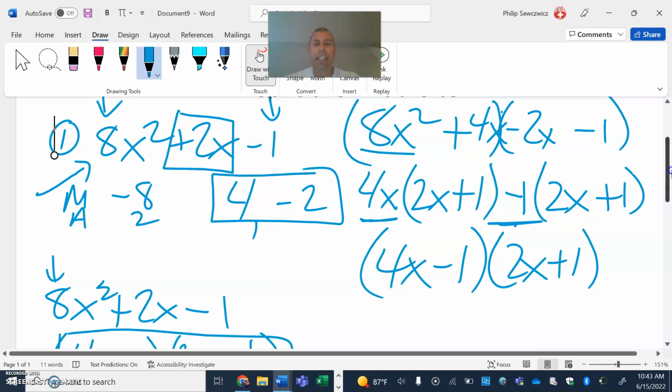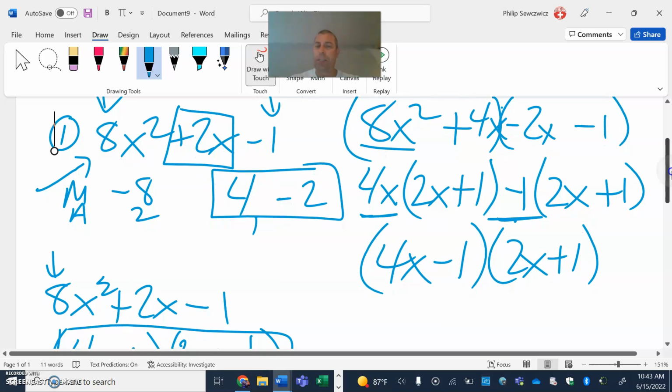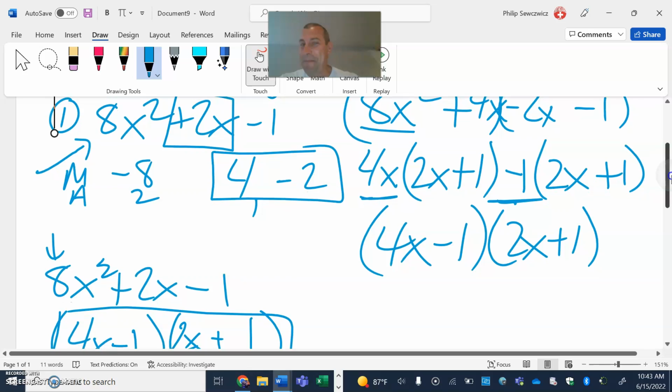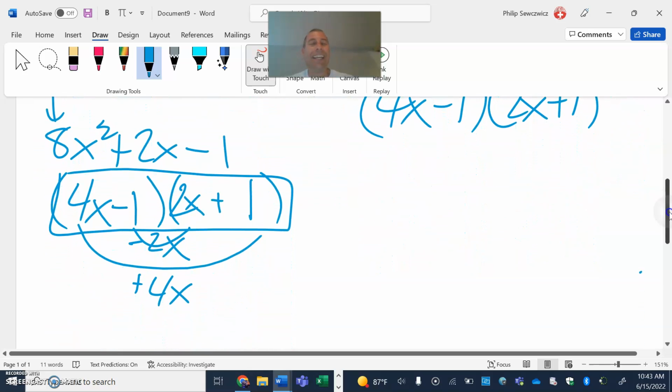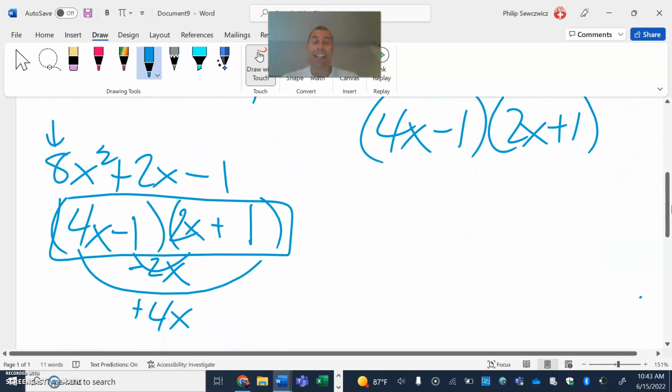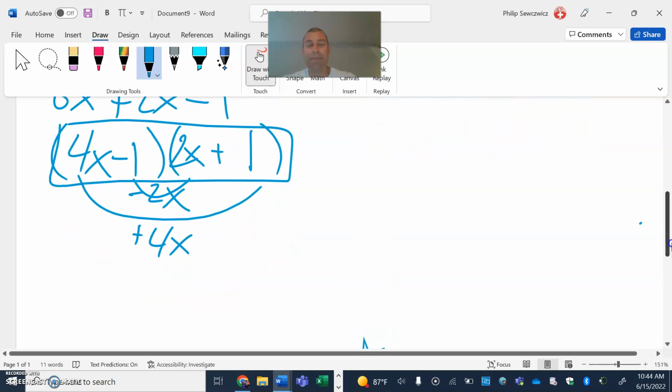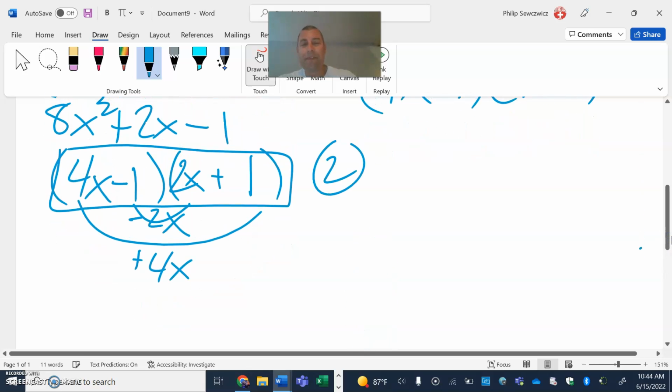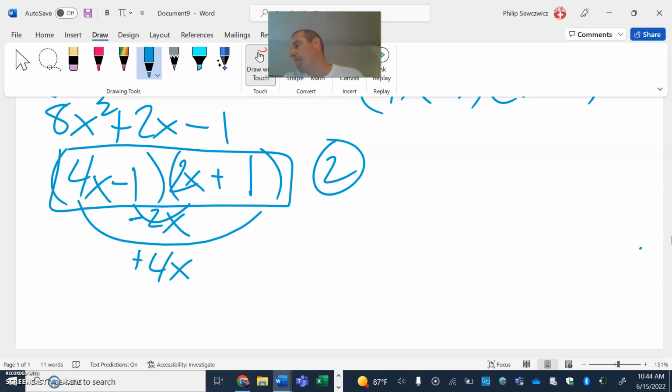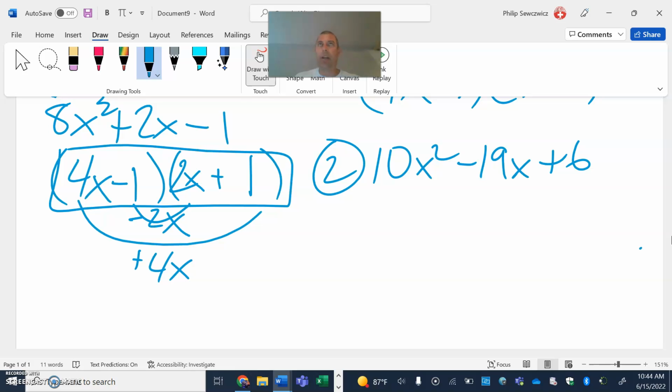So there's definitely more structure with split the middle term. It takes longer, but for some students, that's the path they need to go down. Let's try one more here: 10x squared minus 19x plus 6. And this is where guess and check's not really going to be your friend.